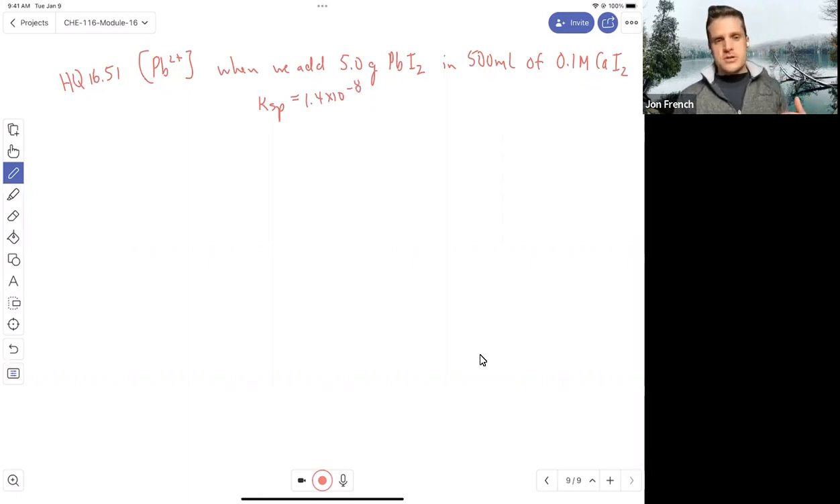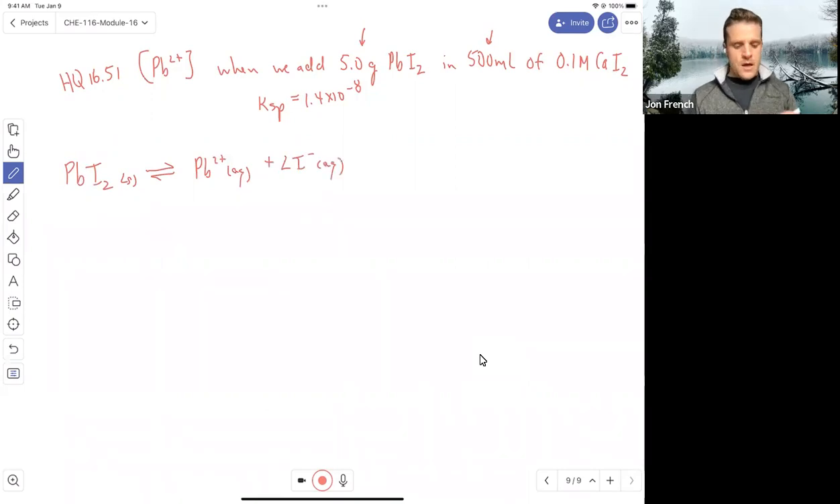So really this question is just like the last question that we did. It's a common ion effect question. Yes, they gave you mass. Yes, they gave you this volume. Irrelevant. We don't need that to answer the question, because all that we need is lead 2 iodide is a solid. It's going to ionize to give us lead 2 plus aqueous and 2 iodides aqueous. The only difference here is we've added this common ion.